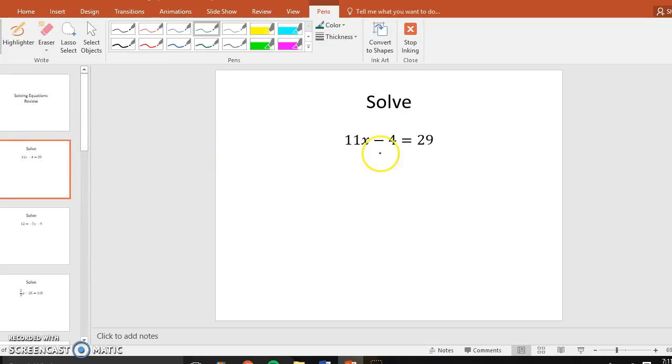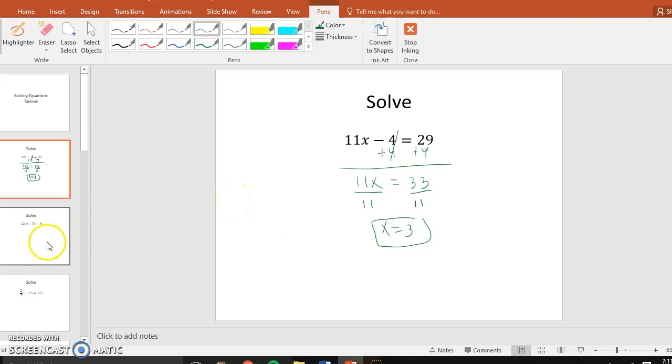So here we go with this one. The first example, we notice there's no distributing or combining like terms needed. So now we can move variables to the left, which is already done. Constants to the right, add the 4. We get 11x equals 29 plus 4 is 33. Divide by 11, and x is equal to 3.